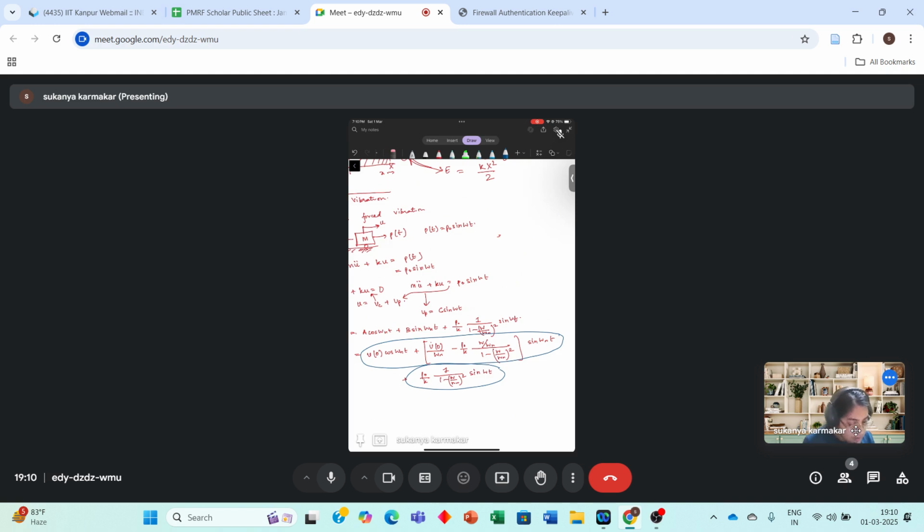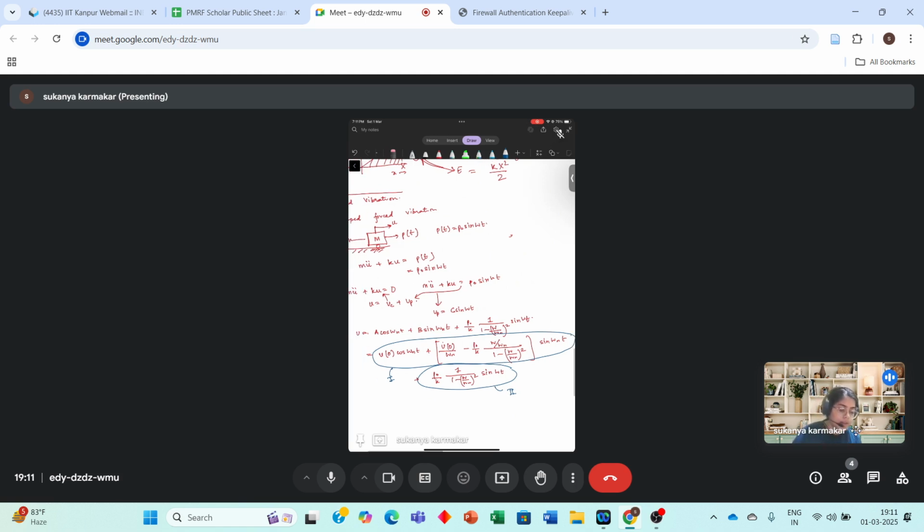Why these names? Let's call this the second term, and this the first term. In the second term, you have the forcing frequency omega coming into the picture. And in the first part, you don't have the forcing frequency. With time, this first part will die out, and that is why it is called transient. And the second part will always remain in your solution.